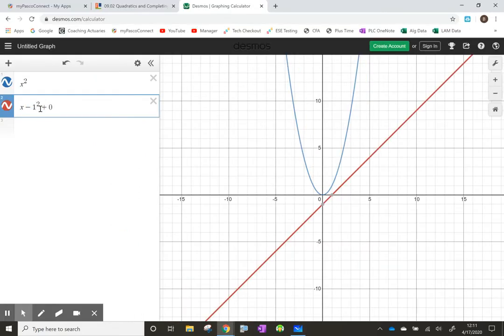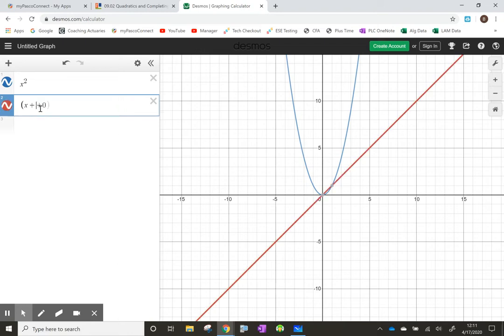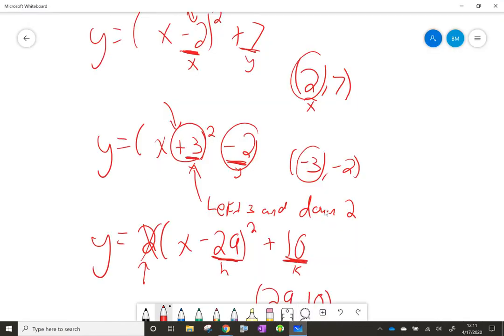Let's do that. Let's type in, oops, I got rid of the parentheses. I didn't mean to get rid of the parentheses. I'm going to have to type this whole thing out again. Okay, x plus 3, and then square it. So you can see when you do the plus 3, it's moving to the left 3. That red line's moving to the left 3. And then when I put minus 2 at the end, it's going to move down 2. So it's left 3 and down 2. But it's also at the vertex. You can see its vertex is at the point negative 3, negative 2, as we said earlier.